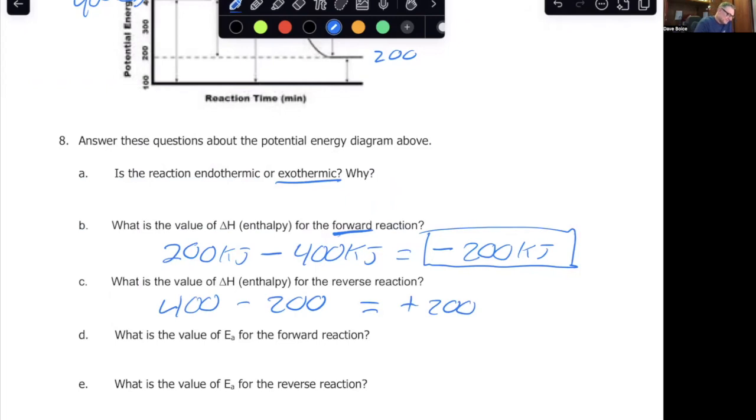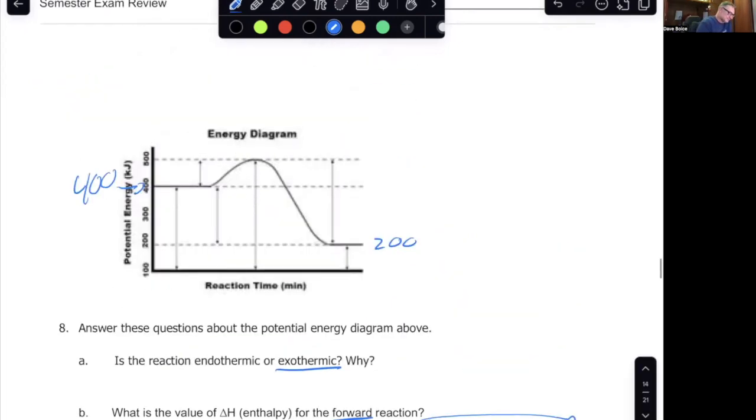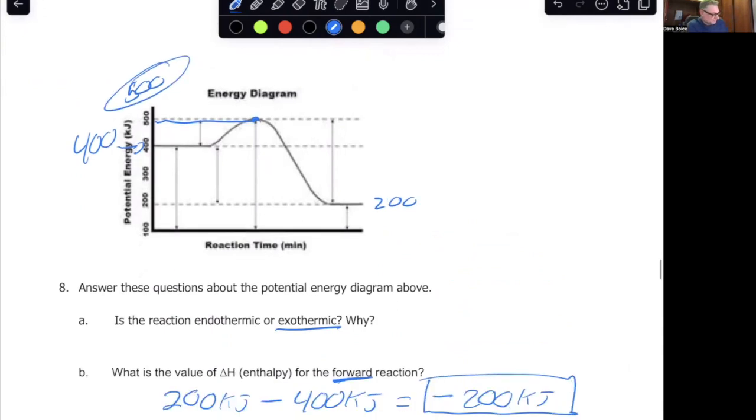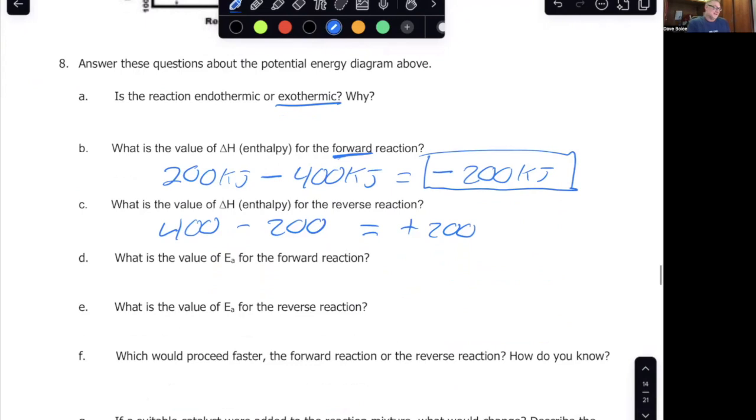EA, so this is energy of activation. So remember, energy of activation, it's not as simple as just looking and saying, oh, okay, this point right here is 500. You have to look at where you started. That's why it's different from forward to reverse. So in other words, if I want to buy something that's $100, I've already got 80 bucks in my pocket. I don't need 100 bucks. I need 20 bucks. Same thing here.